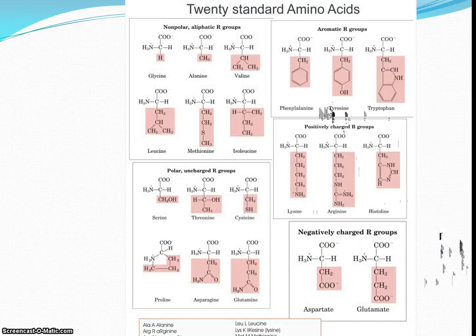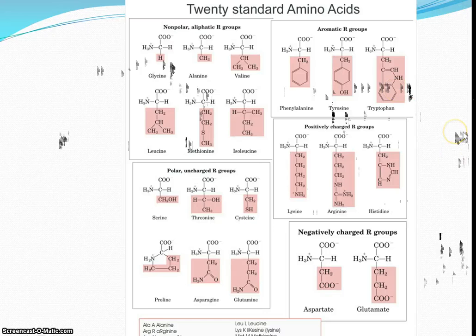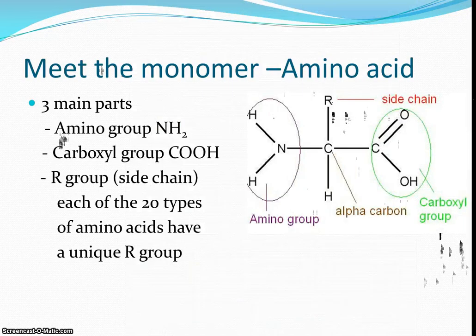If you look at them, everything highlighted in red is going to be the R group. They can be as simple as just an H coming off of it, or as complicated as having ring structures, or even this big thing right here. But these are the 20 different ones. You don't have to memorize their structure, but you will have to know the general structure of an amino acid: this NH2, the COOH, the R group, and the alpha carbon.